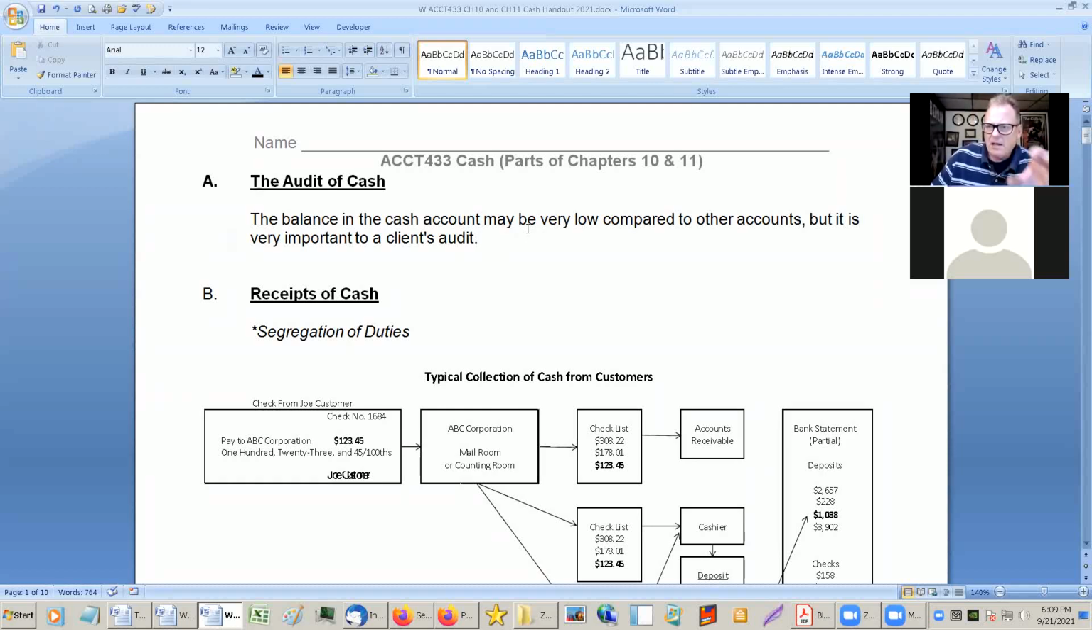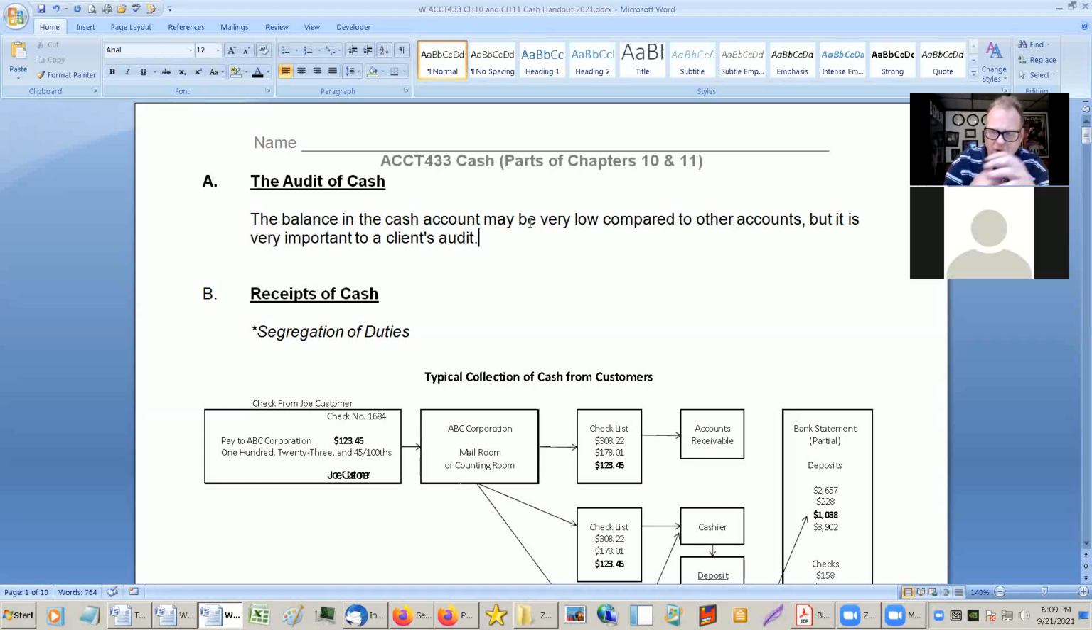The cash account a lot of times is fairly small. You may have 10 million in cash, but you have 60 million in inventory and 30 million in equipment and 110 million. You look at the cash balance and you go, okay, that's fairly small. Sometimes it's immaterial, small enough that you look at it as, well, it's not material.